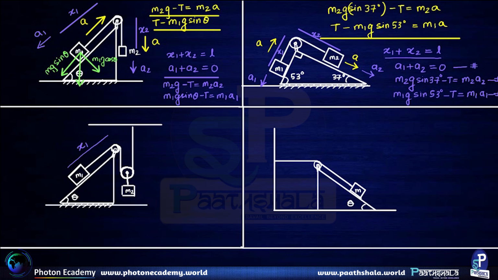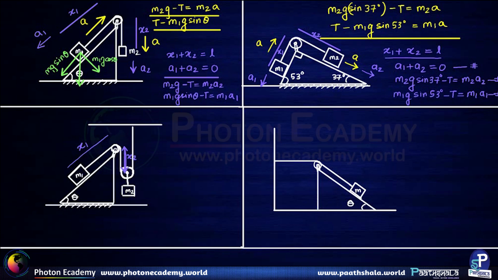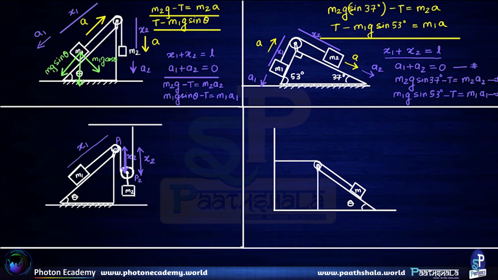So this distance is assumed to be x2 from the pulley P1 till the pulley P2. This distance is also assumed to be x2. The mass m2 is rigidly connected to the pulley P2. Because of that, the acceleration of pulley P2 is going to be the same as the acceleration of mass m2. Hence, we can write down the length of the string to be constant.